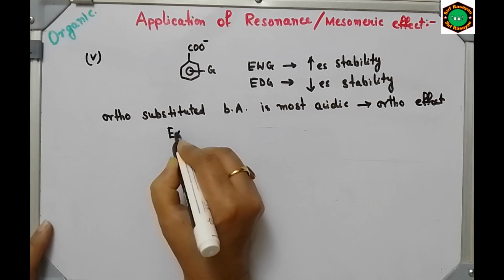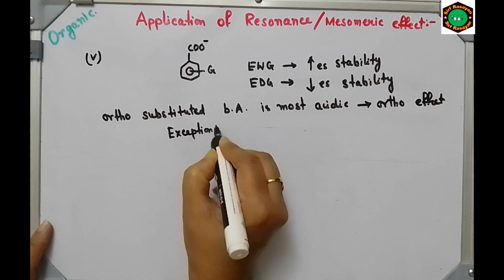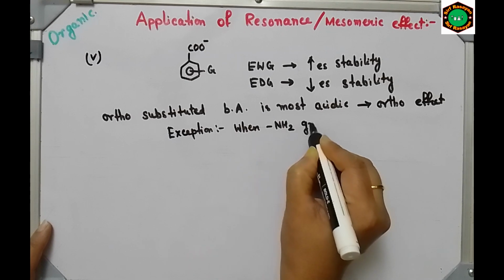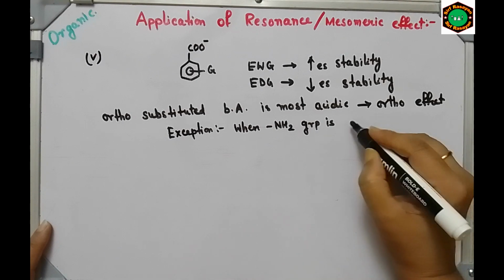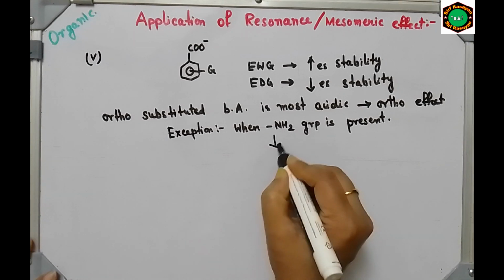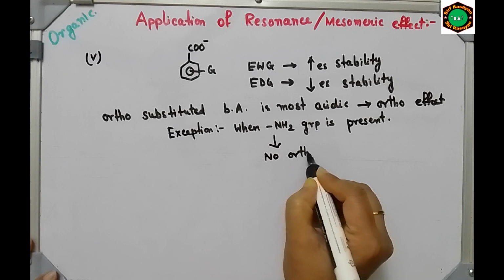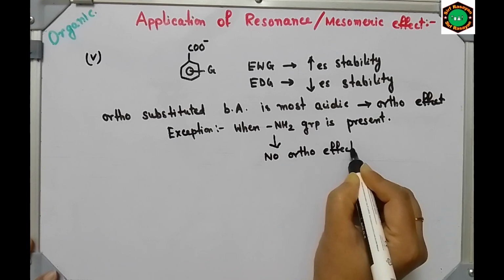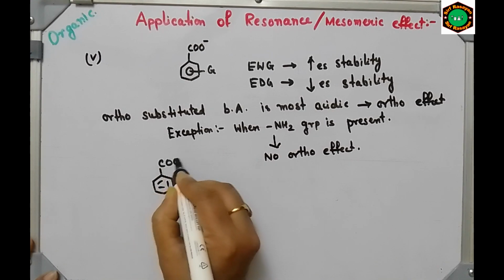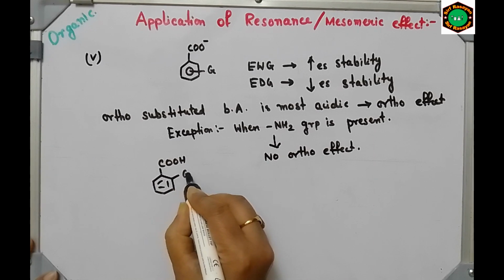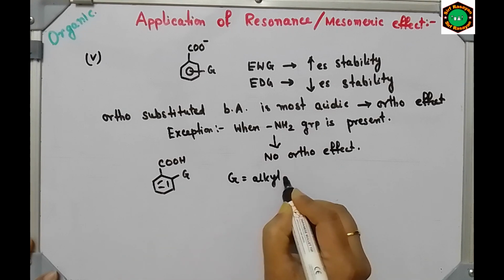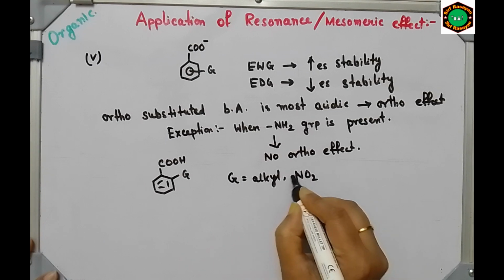But there is some exception. For example, when an NH2 group, an amino group, is present, there is no ortho effect. So what is the ortho effect? Suppose you have a substituted benzoic acid where an ortho substituent is present, maybe G is an alkyl group, or maybe G is a nitro group, all those.